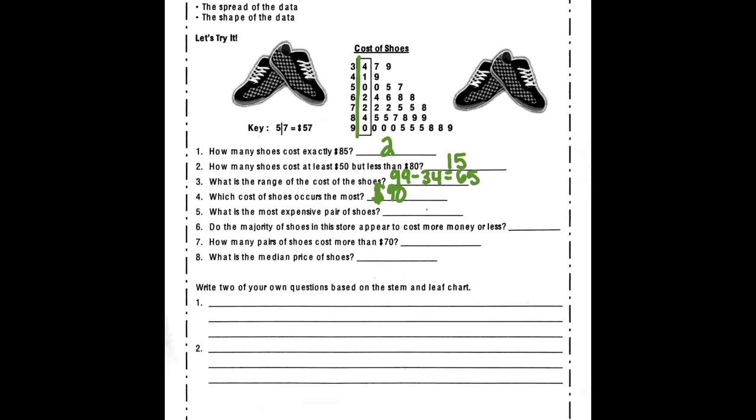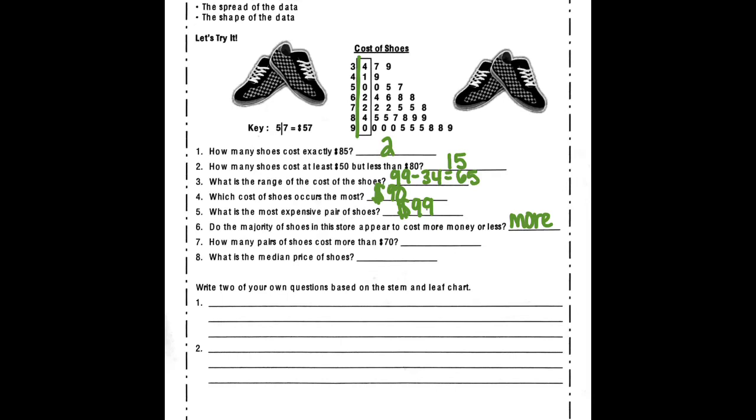What is number 5? What is the most expensive pair of shoes? Well, same thing. I circled it earlier. It's the very last one listed. The stem is 9. The leaf is 9. So it's $99. Number 6, do the majority of shoes in this store appear to cost more or less money? Well, if we look, most of the data is found at the bottom of the stem and leaf plot, which is at the most expensive. So they cost more money.